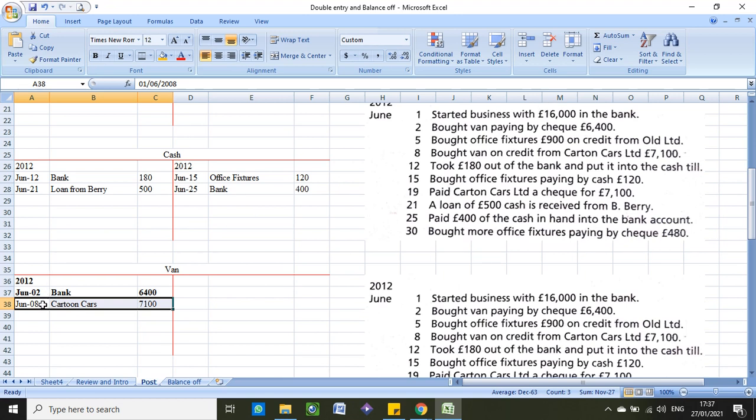So the date is right here, June 8th. Description, Carton Cars, and then 7,100. That's what we paid. So if I were to go to the credit side of this particular account, I should be able to find the same entry.